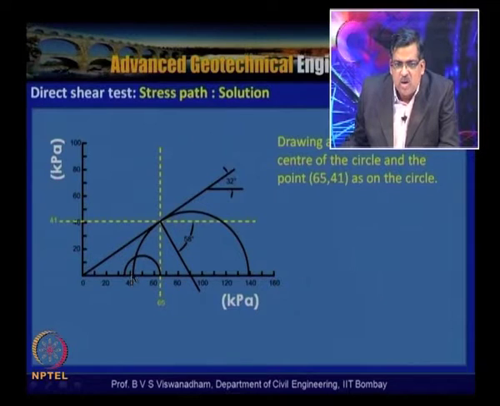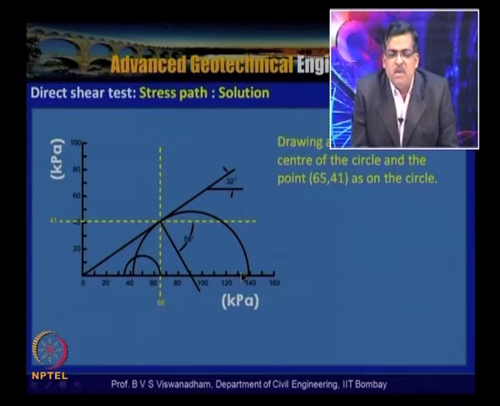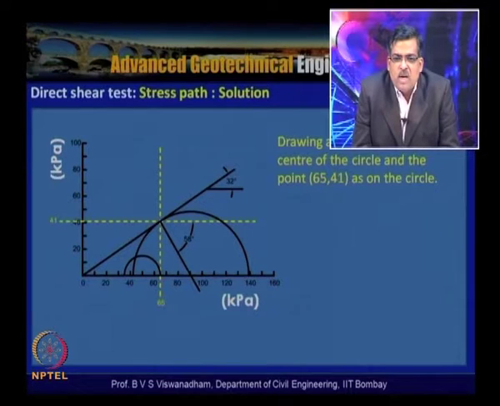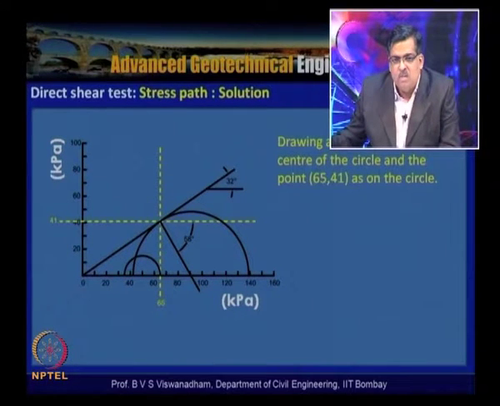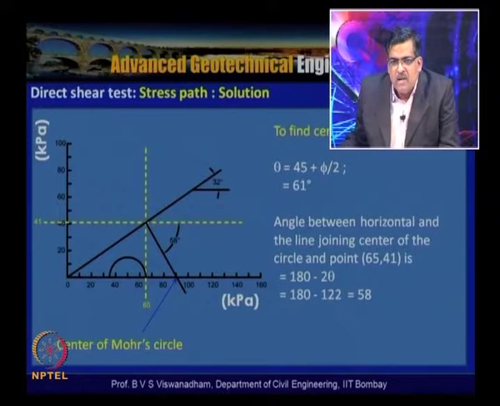So in this case about 40 odd kilopascals is the minor principal stress, and here sigma 1 is about 140 kilopascals, the major principal stress. So we have located and drawn the Mohr circle, and the theta, which is 45 plus phi by 2, that is 45 plus 32 by 2, which is about 61 degrees. The angle between the horizontal and the line joining the center of the circle and point 65, 41 is 180 minus 2 theta, which is about 58 degrees. That is indicated here.